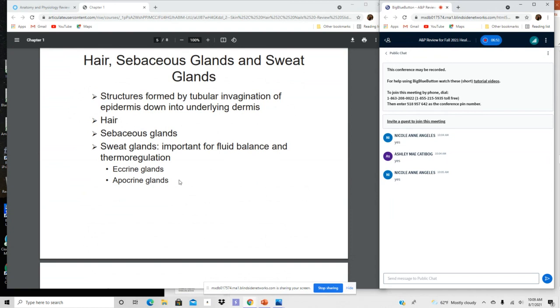They're mostly located on the hands and feet, whereas apocrine glands do not empty onto the skin surface, but they are attached to hair follicles. And the difference between the two is their location. Apocrine glands are mostly located in the genital region.